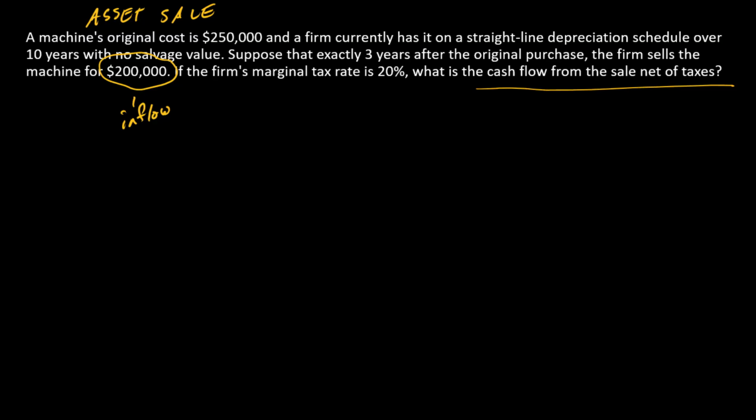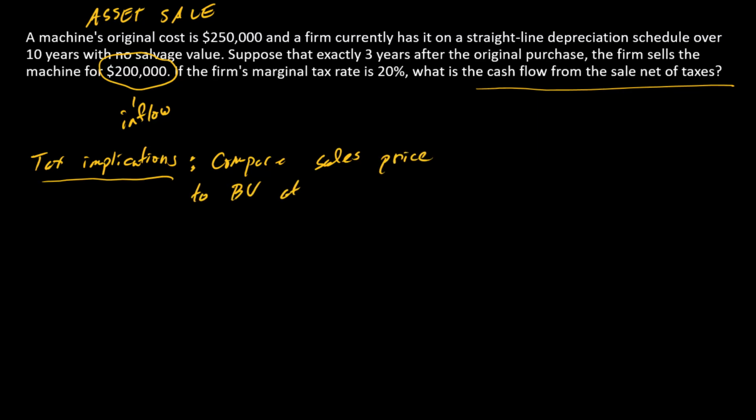Okay, so tax implications from asset sales will arise because firms typically are going to depreciate or write off the cost of assets over their useful life. And so when a firm sells an asset, then we need to figure out what the asset is currently worth on the books and determine whether or not there's a gain or a loss on the sale. And so for the tax implications that we're interested in here, we simply need to compare the sales price to the book value at the time of sale. And if the sales price is greater than the book value, we have a gain, and that gain is taxable. Of course, if it's a loss, we would be thinking about a tax credit.